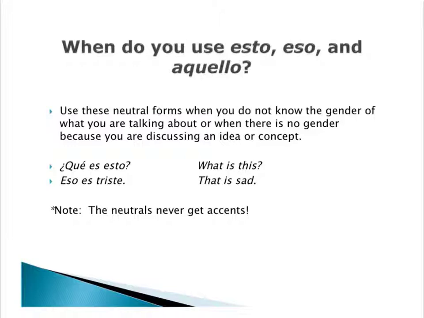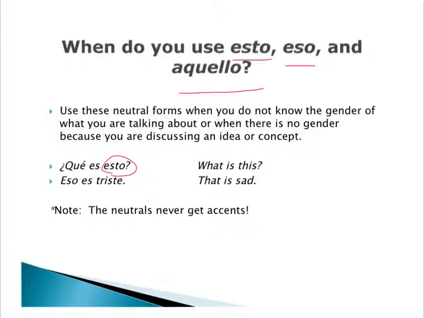deal with, and those are the forms esto, eso, and aquello. Use these neutral forms, and neutral means not masculine, not feminine. Use these neutral forms when you do not know the gender of what you are talking about, or when there is no gender because you are discussing an idea or a concept, as in, ¿qué es esto? What is this? Well, clase, if I'm asking you what it is, how on earth would I know the gender of it? So it is neutral. I use the neutral form.